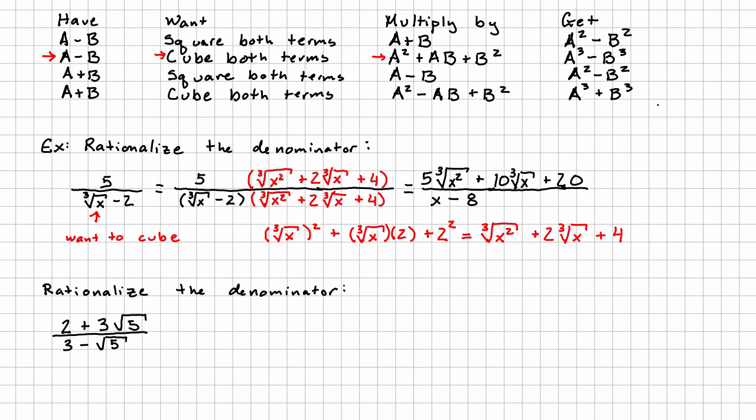Rationalize the denominator in the expression 2 plus 3 root 5 over 3 minus root 5. Pause the video and try this now.